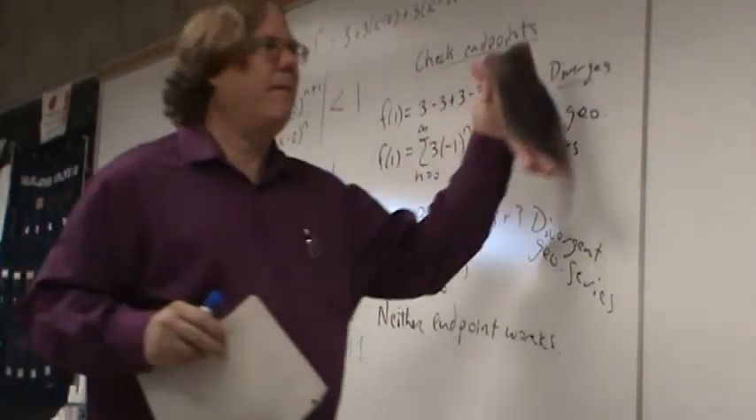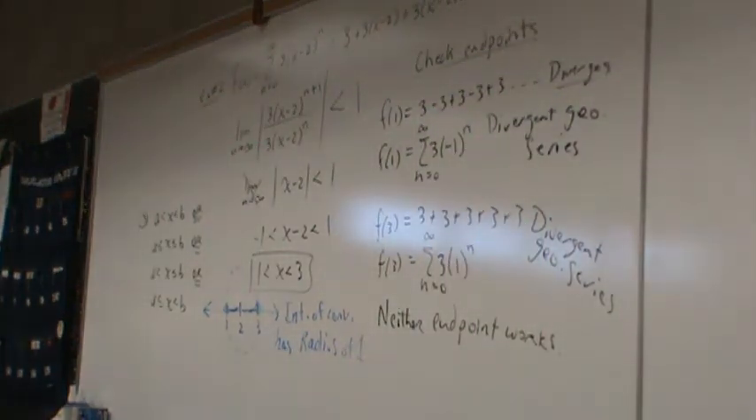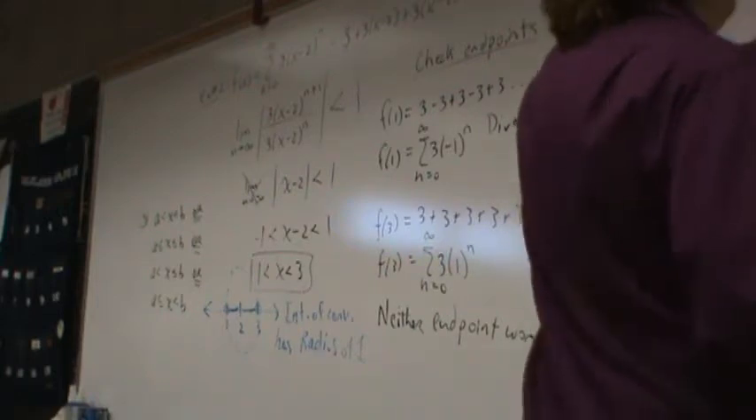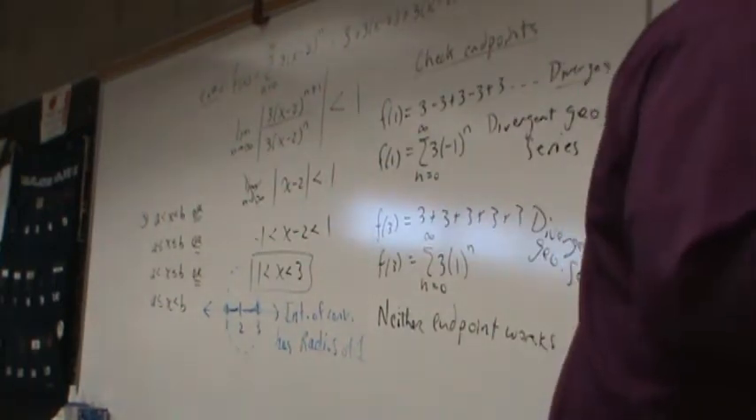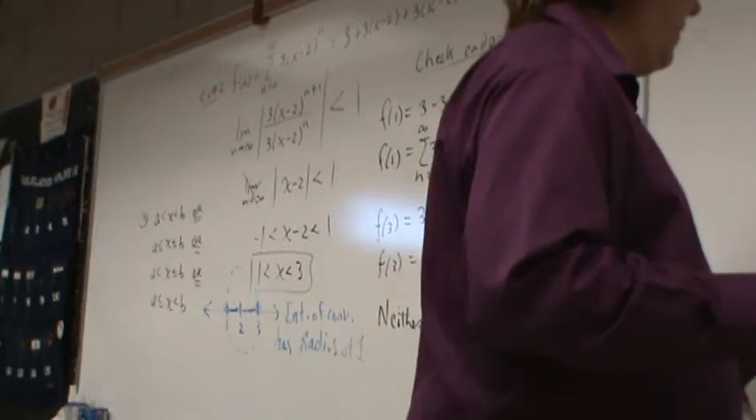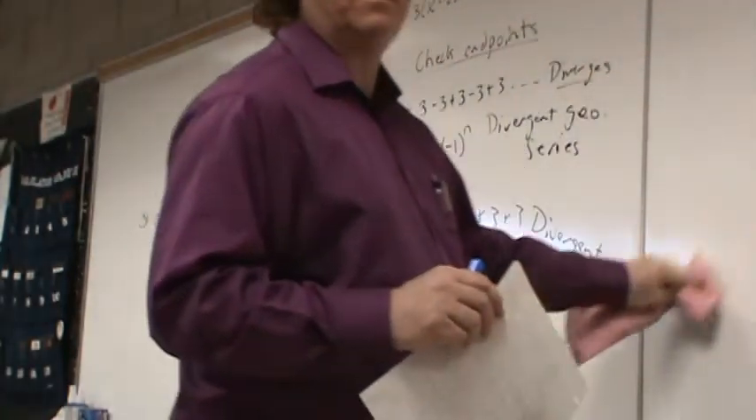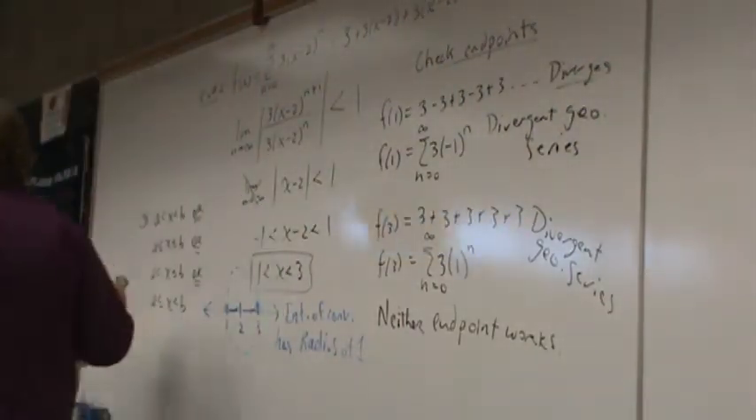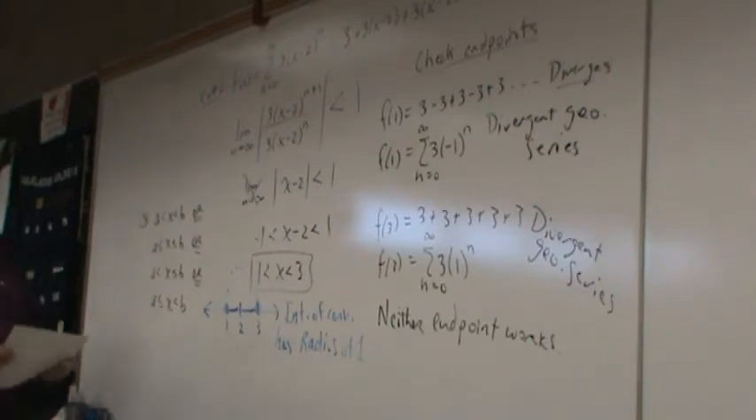So if you find that your endpoints converge, then your interval of convergence changes? Yes, the interval of convergence changes, but the radius of convergence wouldn't. Because only the ratio test gets you the radius of convergence, but checking the endpoints tells you if the endpoints converge. So it's weird. You can get the radius of convergence without checking the endpoints.